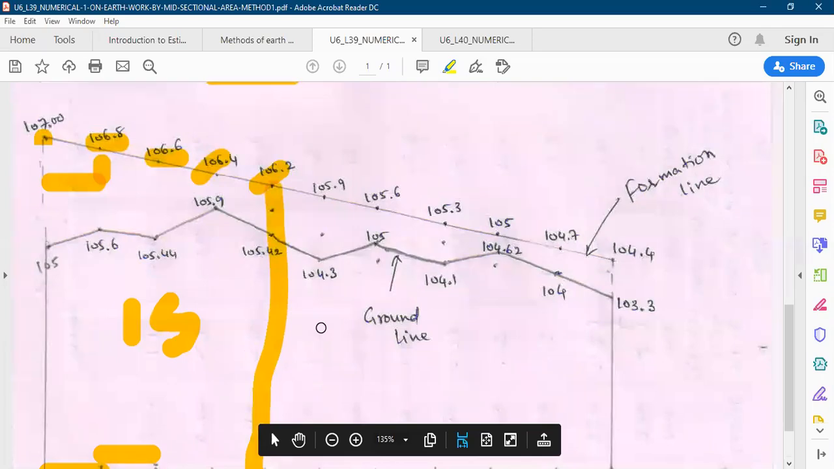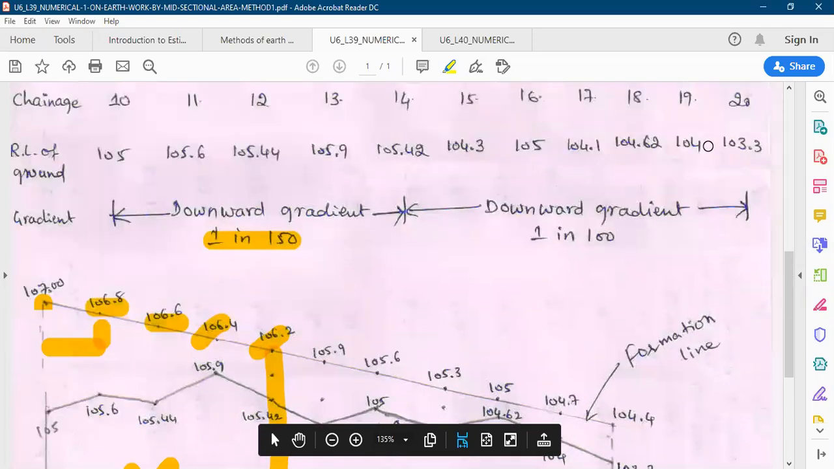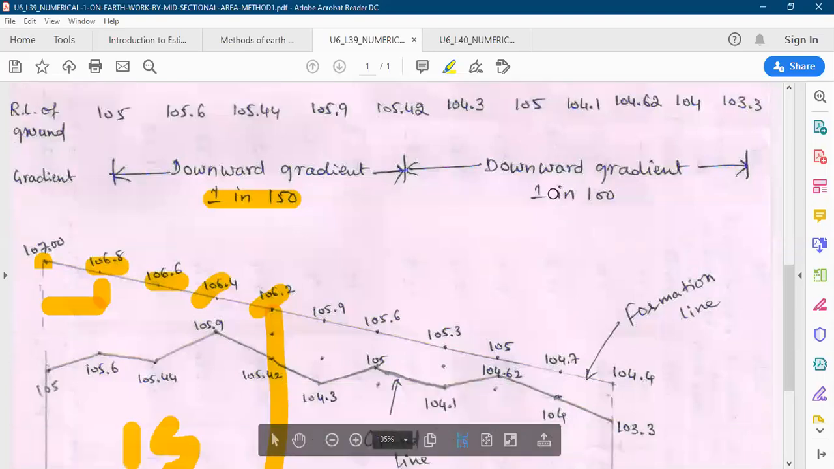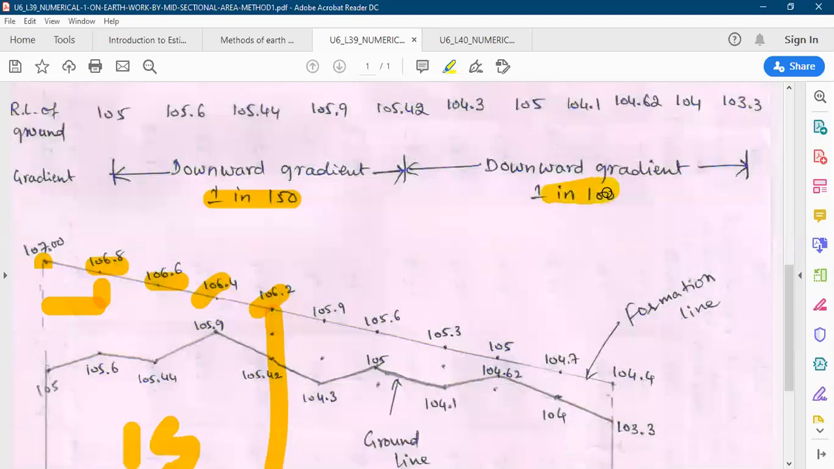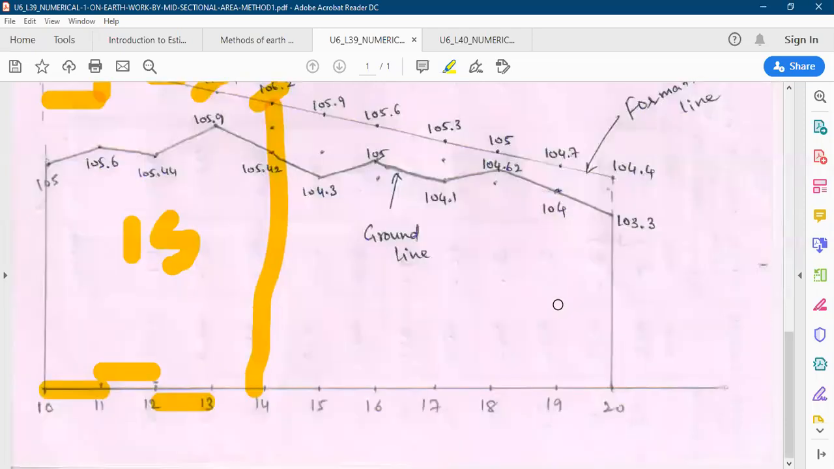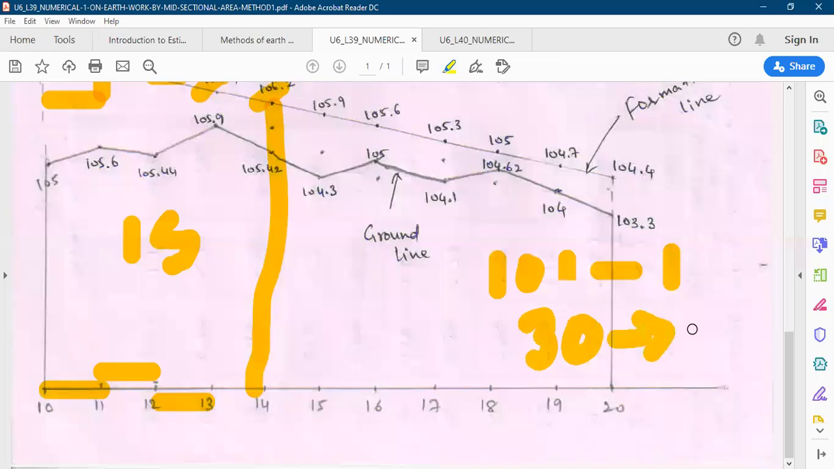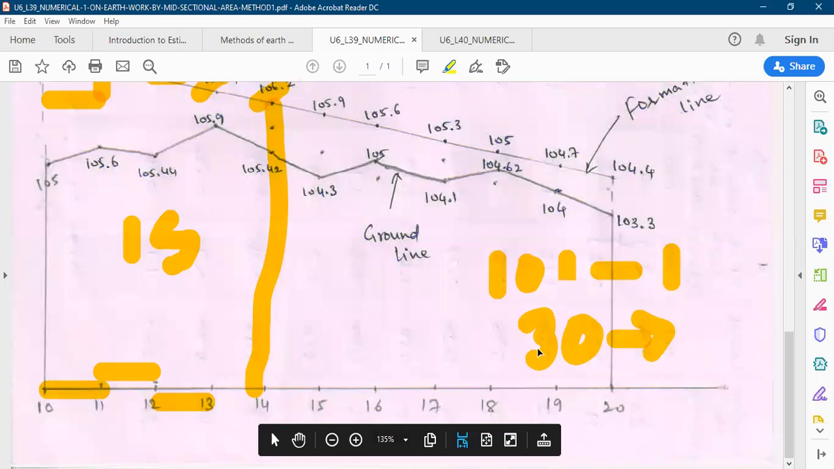From the 14th chainage to the 20th chainage, the RL of formation is decreasing as 1 in 100. That is, for every 100 the decrement is 1. For every 30 meter, how much is the decrement? For every 30 meter, that is the interval between two stations, how much is the decrement?